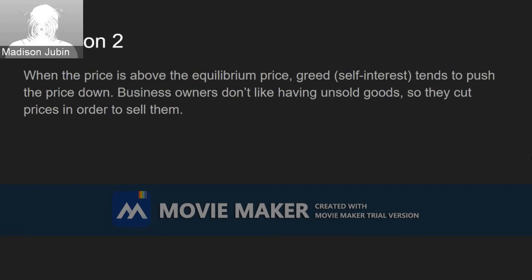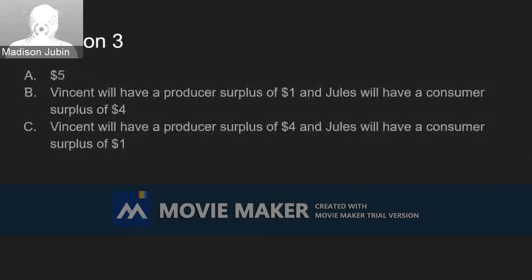Question 3, what is the sum of producer and consumer surplus if the trade happens? That's going to be $5. For B, if the trade takes place at $4, then Vincent will have a producer surplus of $1 and Jules will have a consumer surplus of $4.